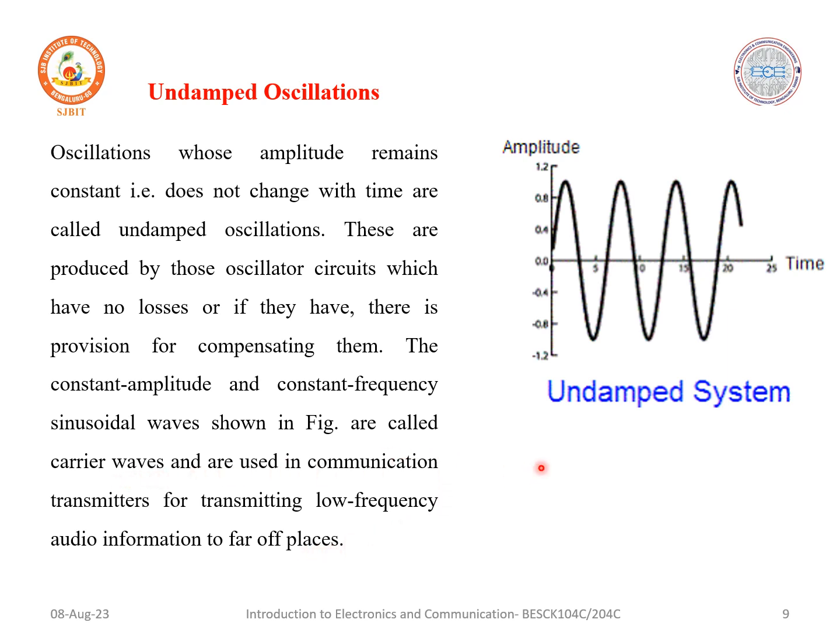These are called carrier waves and are used in communication transmitters for transmitting low frequency audio information to far off places. So when you are going to transfer information over a long distance, we consider the constant amplitude and constant frequency of undamped oscillation. With damped oscillation, as time goes, the amplitude of the signal reduces. But in undamped oscillation, as time goes, the frequency and the amplitude are constant.